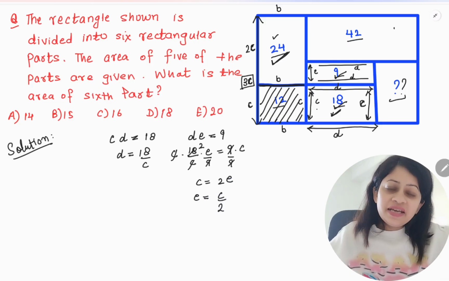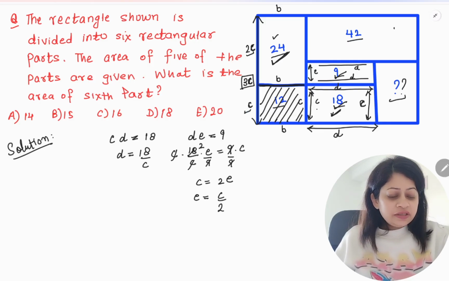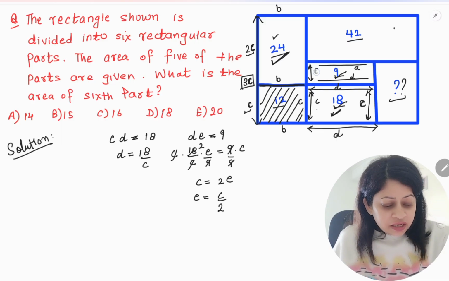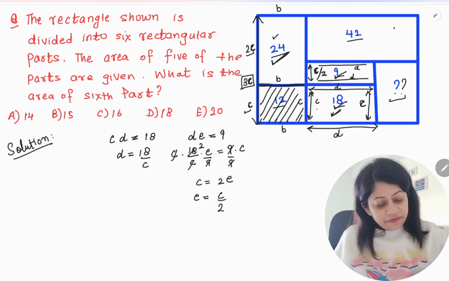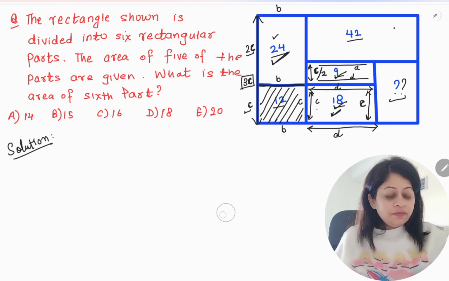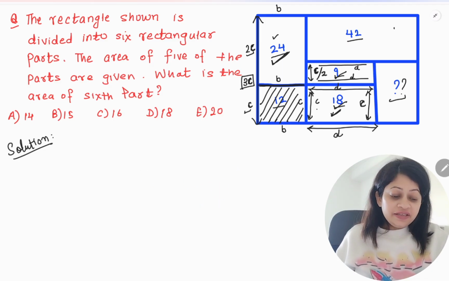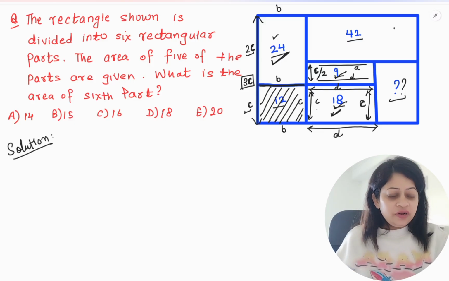Why am I writing E in terms of C? Because here as well I have variable C and C. So instead of writing it as another variable, I am writing E as C by 2. What is E? C by 2, right? So now I will just clean this here. Now our question is getting much simpler. Instead of E, we have C. Instead of A, we have C. So the question is becoming in one variable now.